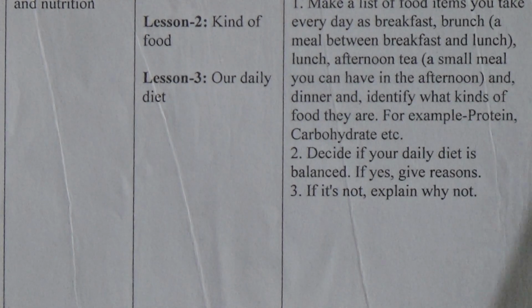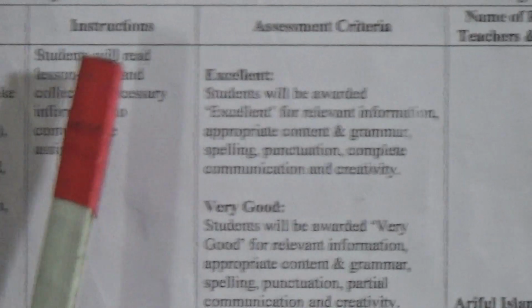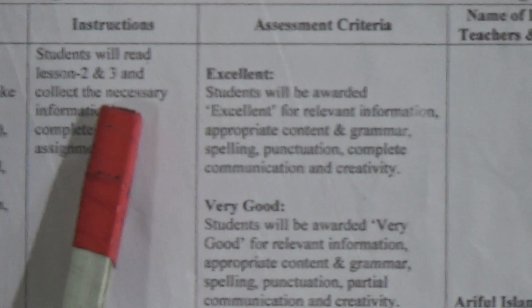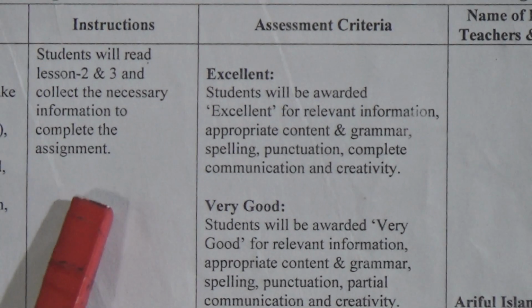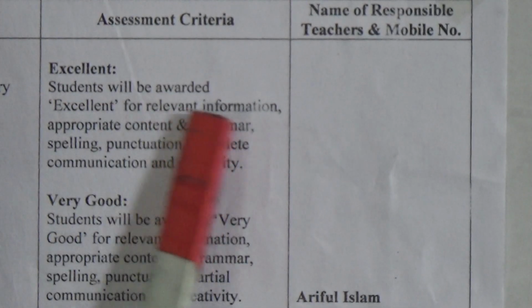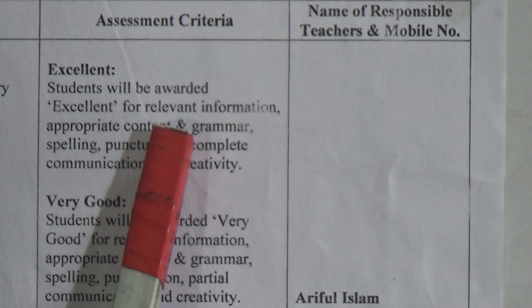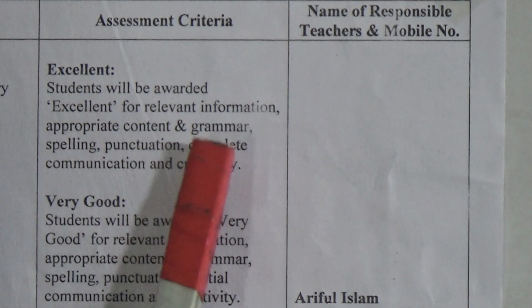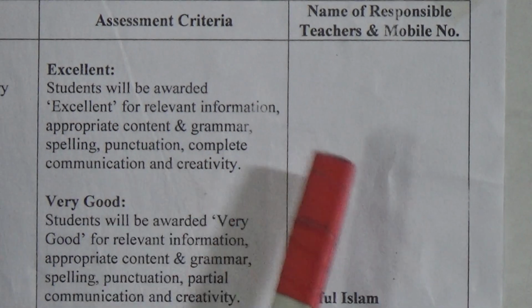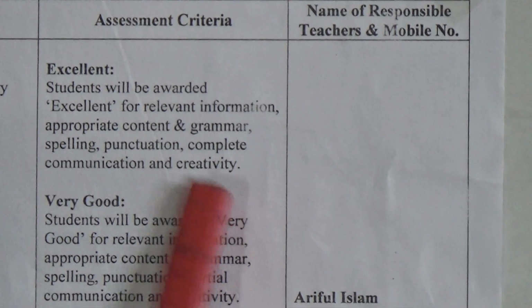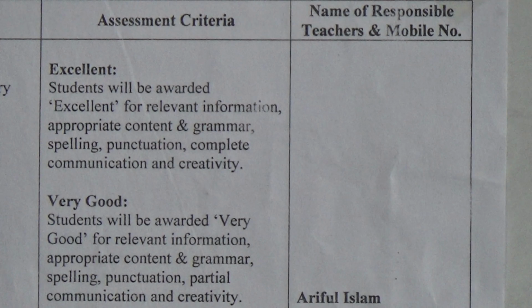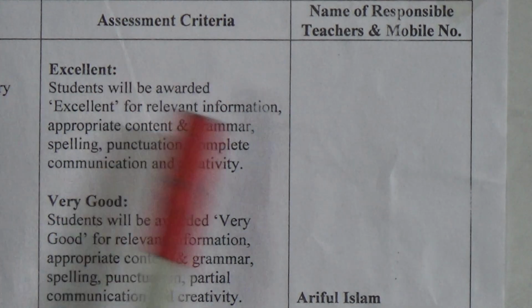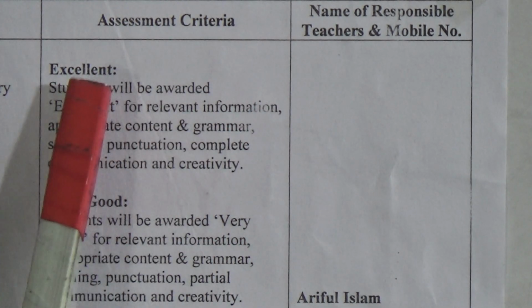And for your assignment, some instructions are given. Students will read lessons 2 and 3 and collect the necessary information to complete the assignment. And students, you can see the assignment criteria. For getting excellent, students will be awarded excellent for relevant information, appropriate content, grammar, spelling, punctuation, complete communication, and creativity. And you can see the instruction for very good, and needs improvement. I hope you will maintain all the rules and regulations and you will get excellent.